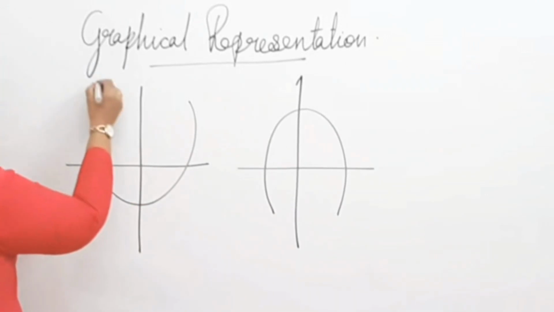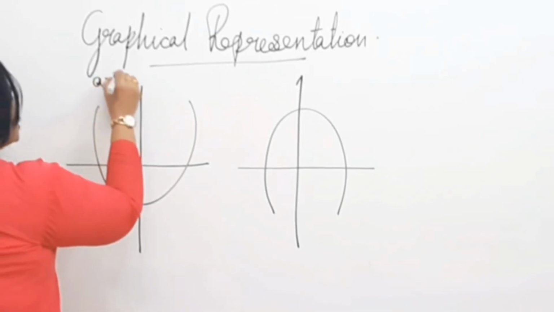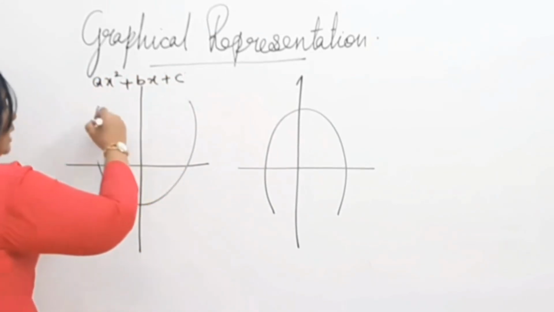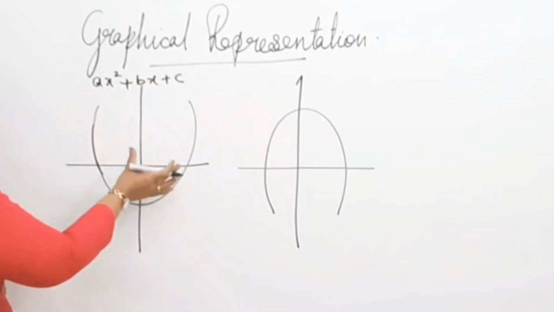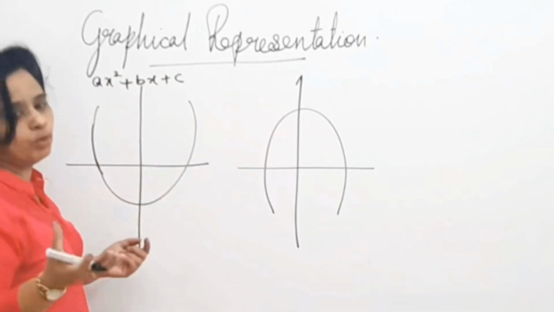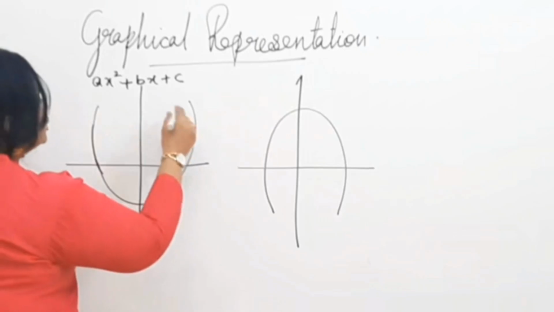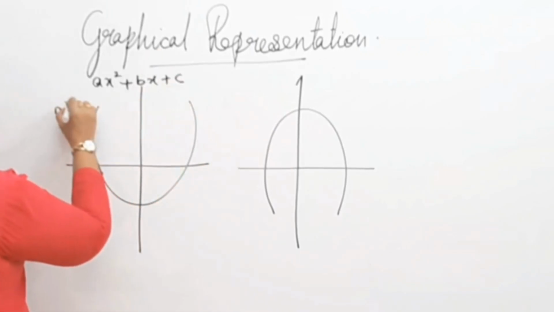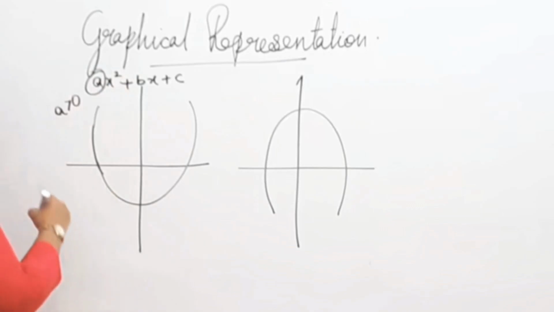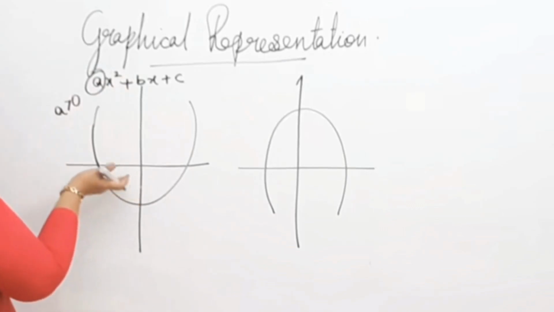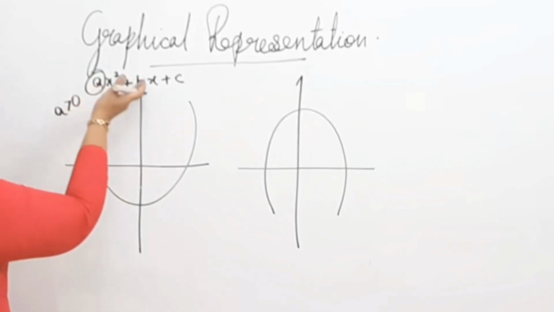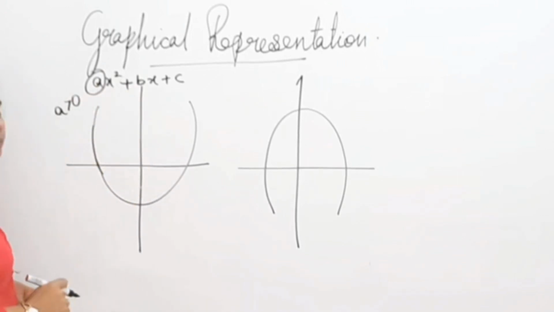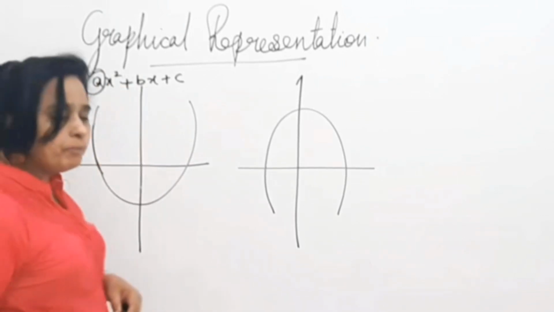Now, my quadratic polynomial takes the form ax square plus bx plus c. Then you get the graphical representation as a parabola. This is called a parabola. This parabola opens upwards. Why? Because a is greater than 0. So after giving the values for x and plotting them, we get the parabola which opens upwards.